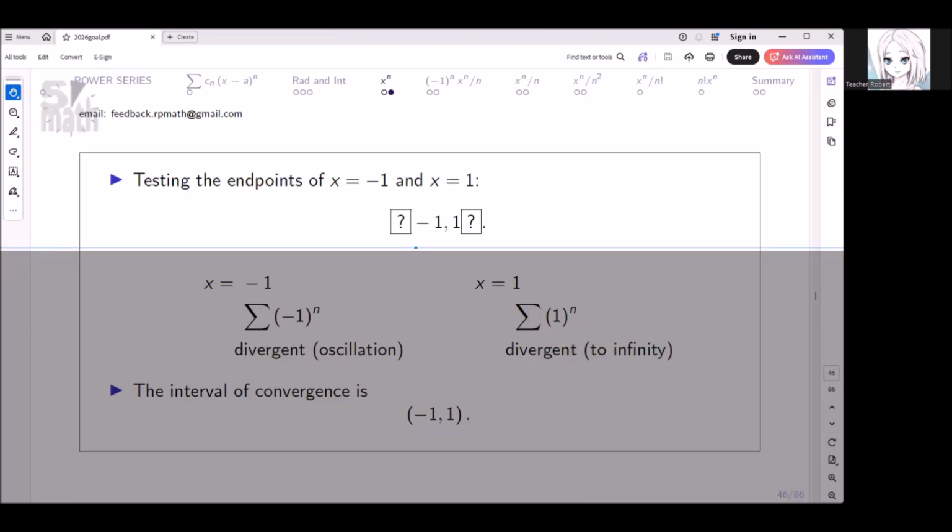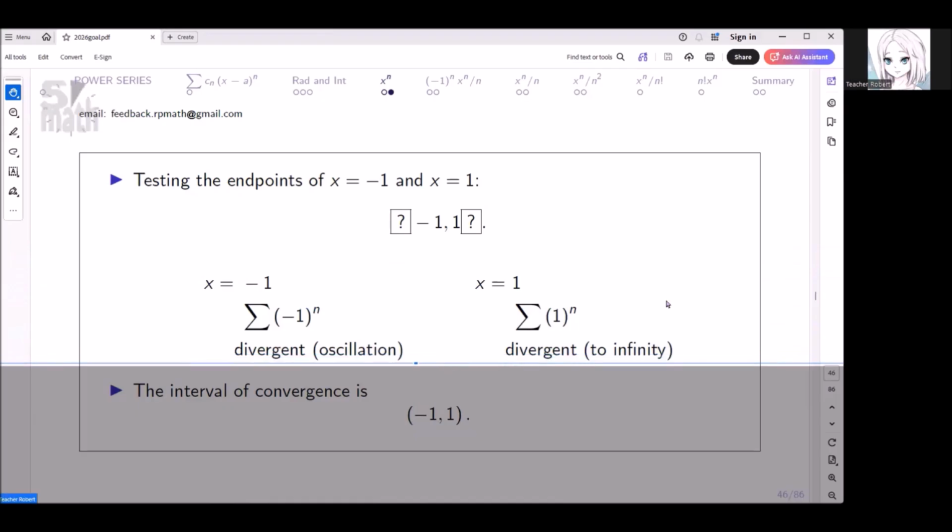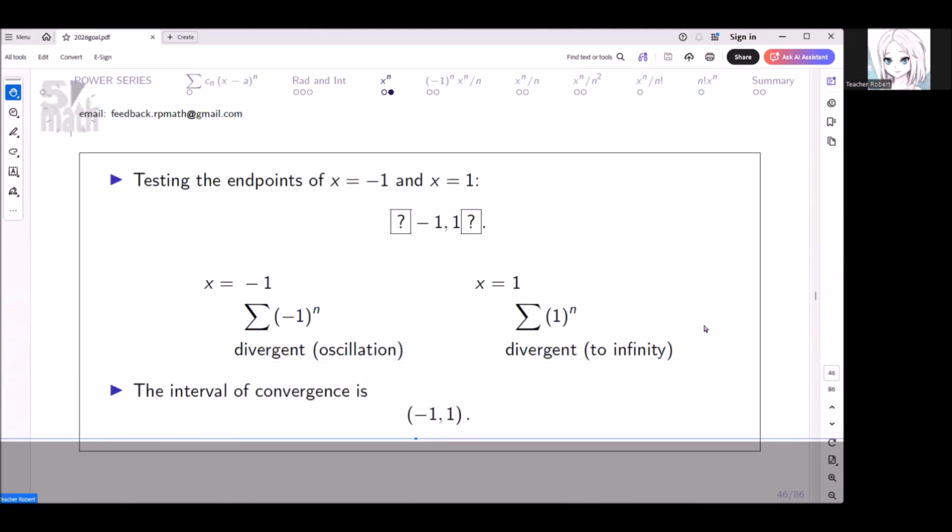Testing the endpoints of x equals -1 and x equals 1. X equals -1, divergent, oscillation. X equals 1, divergent to infinity. The interval of convergence is the following.